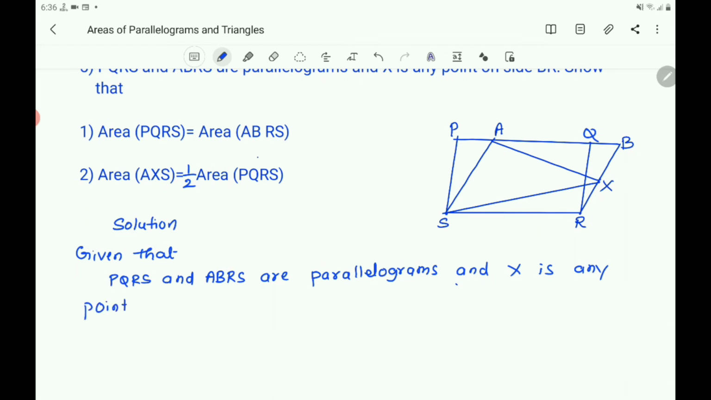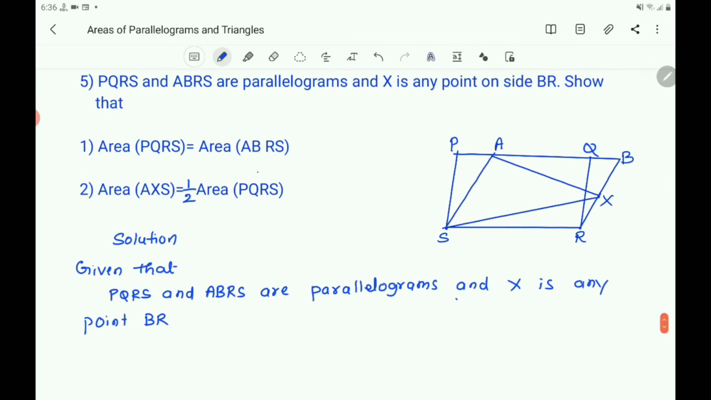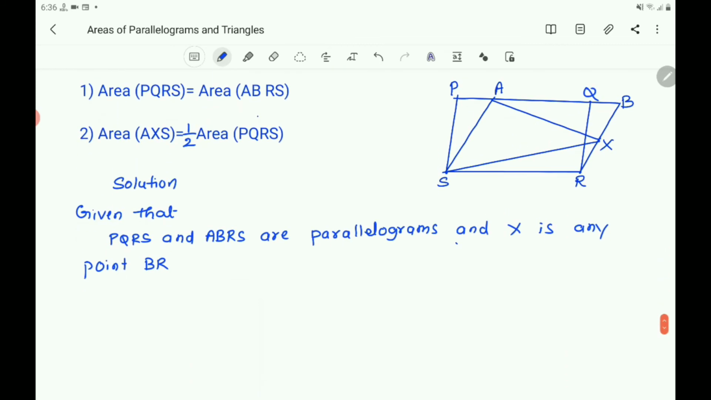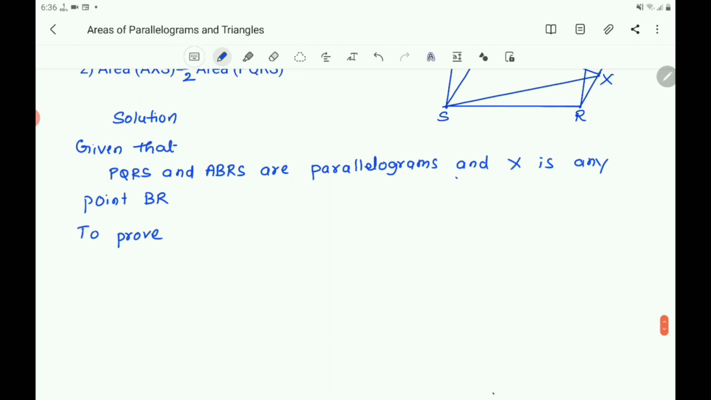X is any point on BR. Now to prove the first one. So let us take to prove area of PQRS equals area of ABRS. To prove first one.